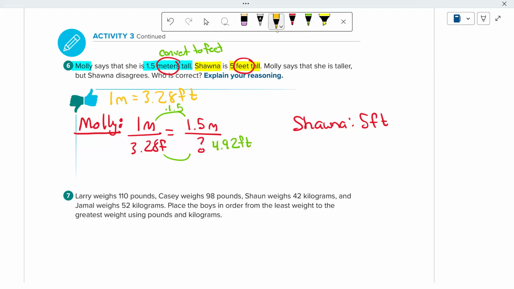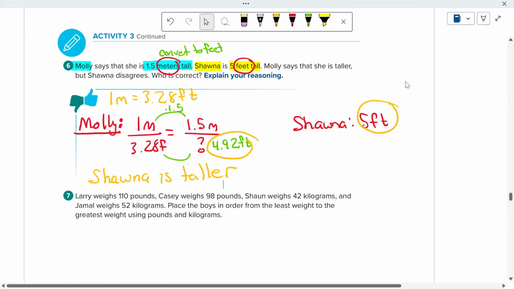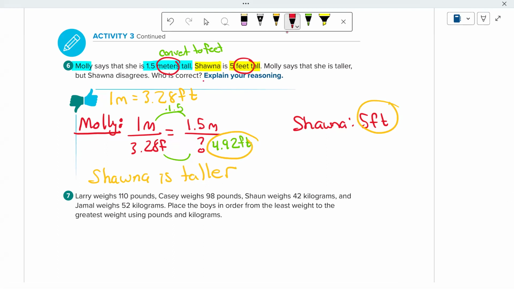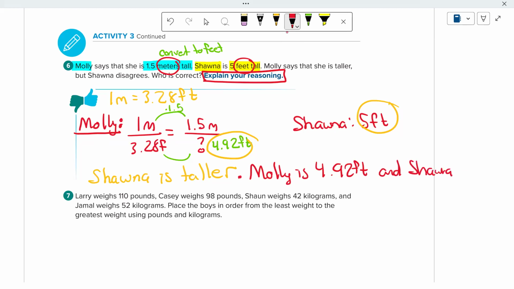So our question is, who is taller? Is it Shauna or Molly? Looks like it's Shauna. Shauna is taller. Yes, write in a complete sentence. It also stated explain your reasoning. Notice a lot of you are not explaining on your test, and I have to mark you off. And that's what's going to happen around April when we take our big test. Shauna is taller. Why is she taller? Because Molly is 4.92 feet, and Shauna is 5 feet.